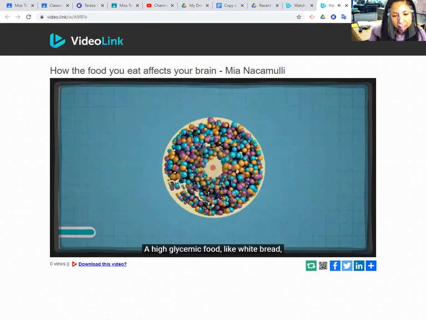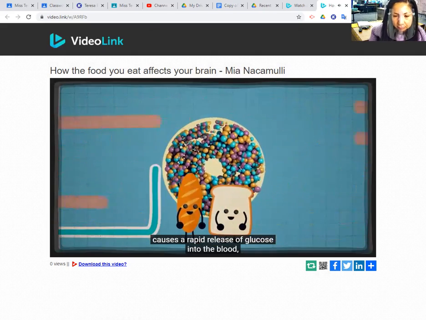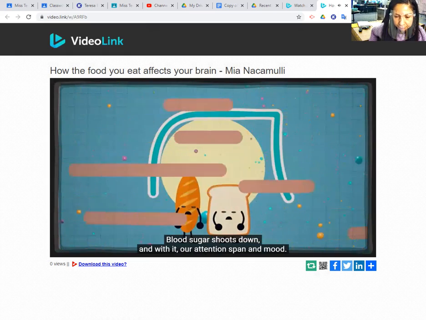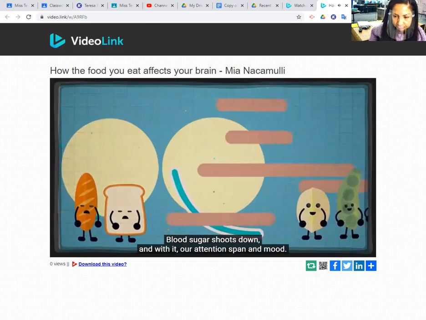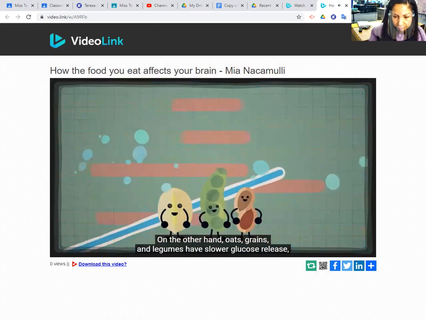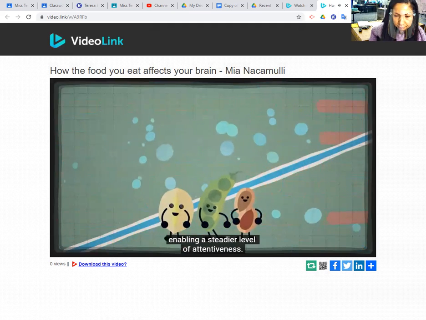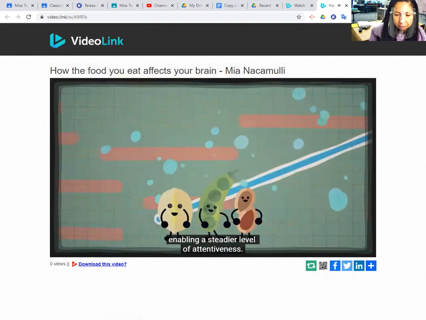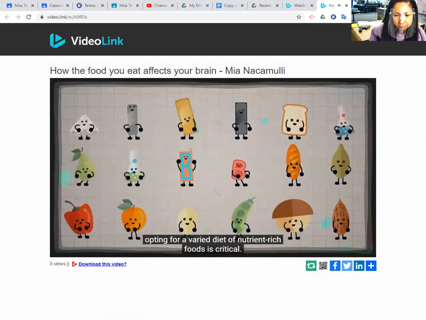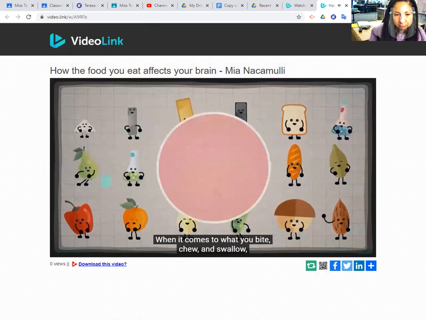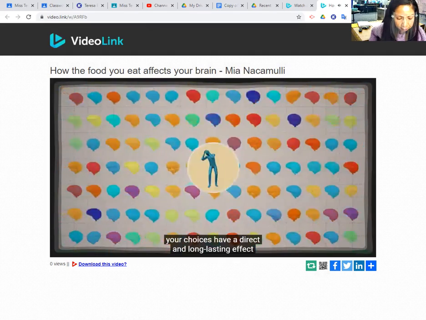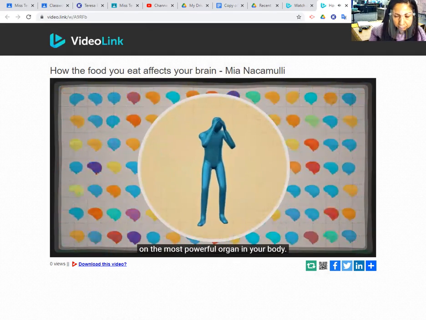A high glycemic food, like white bread, causes a rapid release of glucose into the blood, and then comes the dip. Blood sugar shoots down, and with it, our attention span and mood. On the other hand, oats, grains, and legumes have slower glucose release, enabling a steadier level of attentiveness. For sustained brain power, opting for a varied diet of nutrient-rich foods is critical. When it comes to what you bite, chew, and swallow, your choices have a direct and long-lasting effect on the most powerful organ in your body.